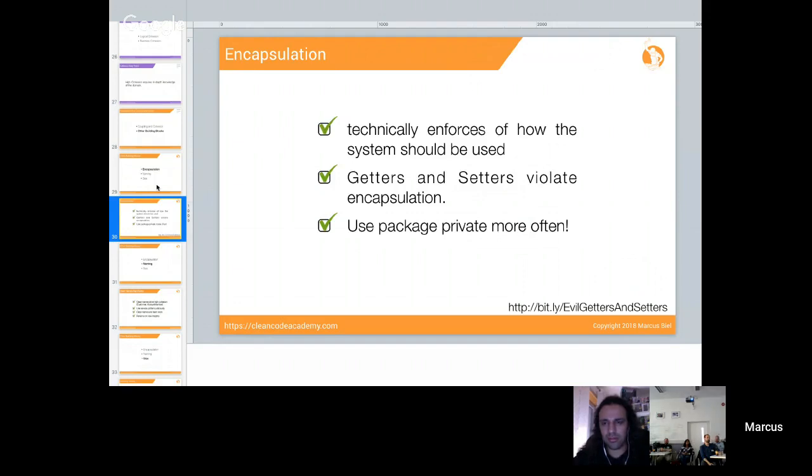documents our system, because if you, for example, on a class level apply encapsulation by making a method private, you document, I don't want this method to be used outside, right? But it's more, it also technically enforces how the system should be used. And that's really a great help, because if you have two modules, remember what I said initially, you can now technically enforce how the modules should communicate with each other.